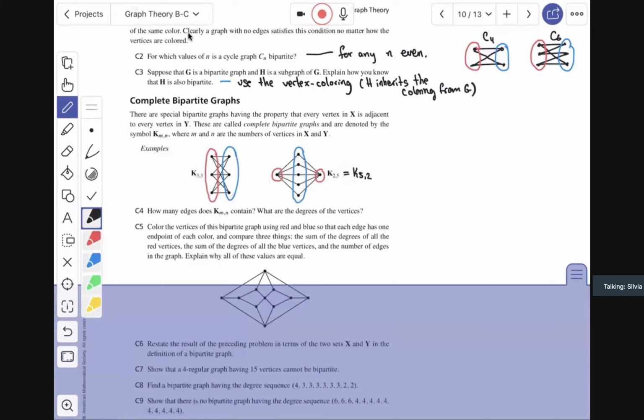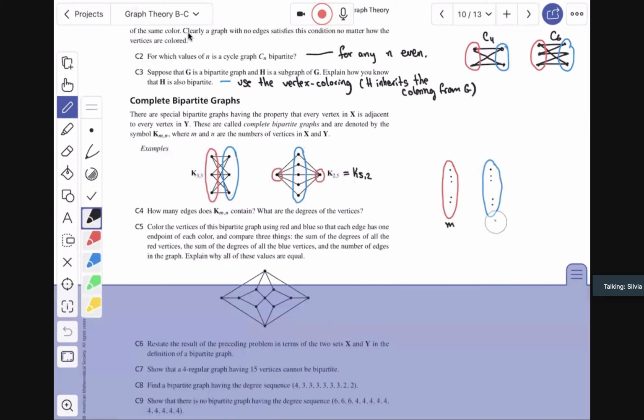How many edges does K_{n,n} contain? And what are the degrees of the vertices? Well, I'm going to have n vertices on one side, n vertices on the other side.